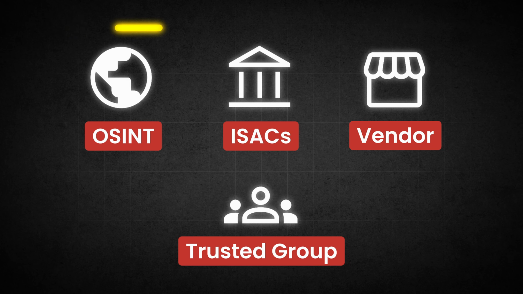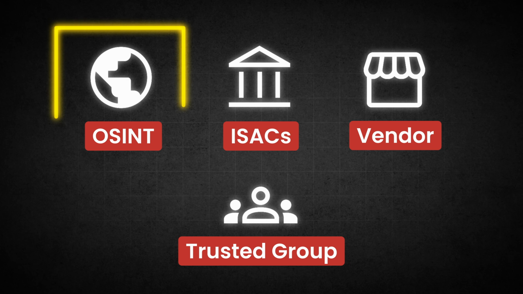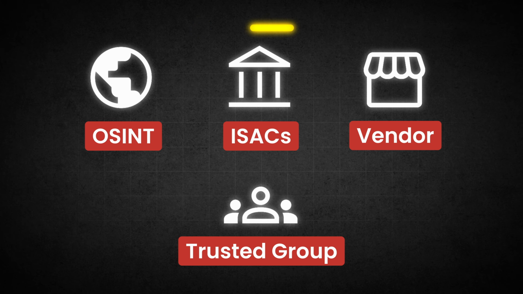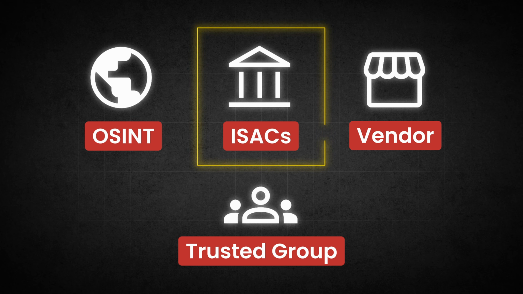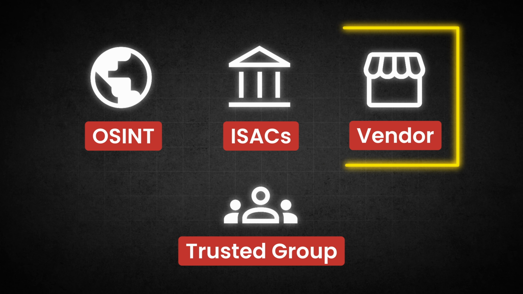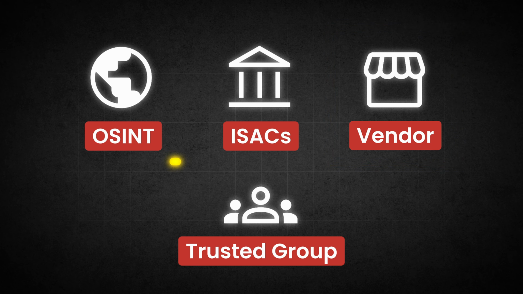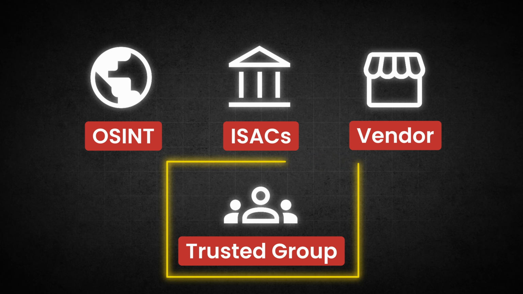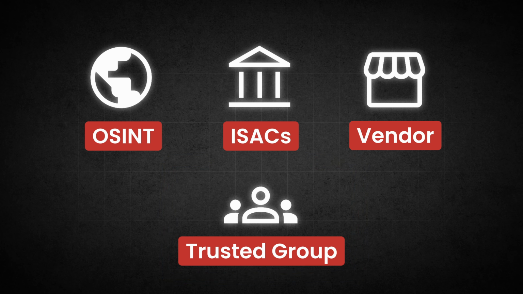We've covered the 4 main types of communities, each with their unique role to play. We have the open source intelligence community. This is a public square where everyone can learn and start building a name for themselves. We have information sharing and analysis centers, or ISACs. These are industry-specific forums for highly relevant, trusted collaboration with your direct peers. Then we have vendor communities, the powerful ecosystems built around the tools you're already using. And finally, we have trusted groups, the invitation-only inner circles where reputation is everything, and you'll find the bleeding edge intelligence.